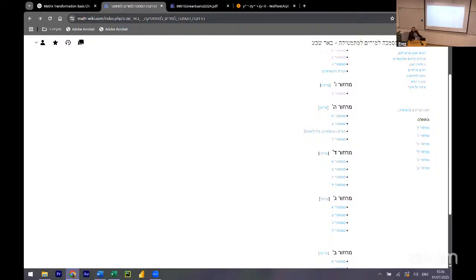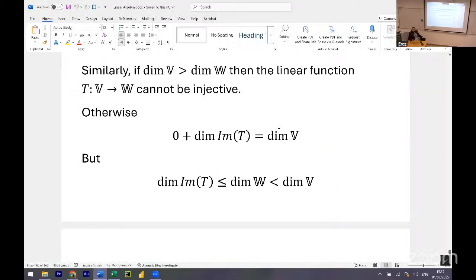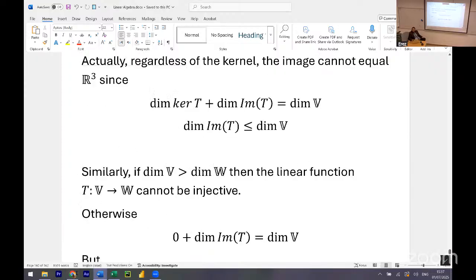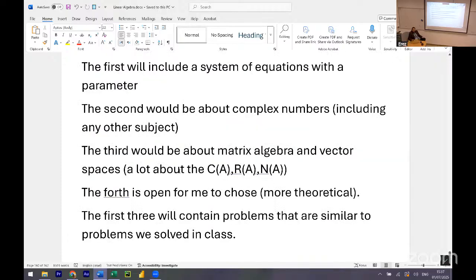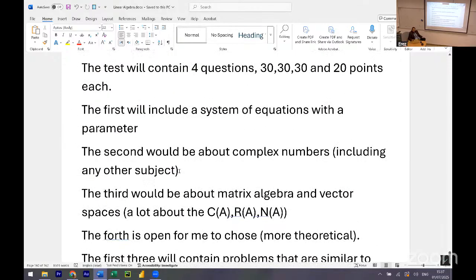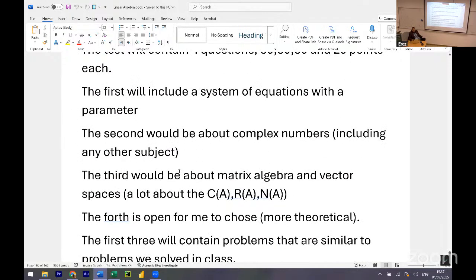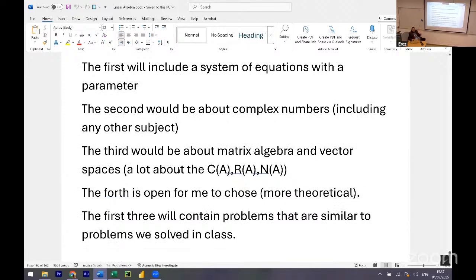Oh, but I forgot something. Let me change up the structure of the test a bit. I forgot. Is there a question 5? No, definitely not. So, you know what? I'll leave it at that.